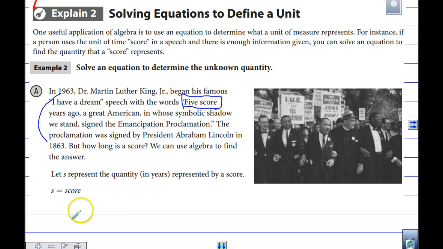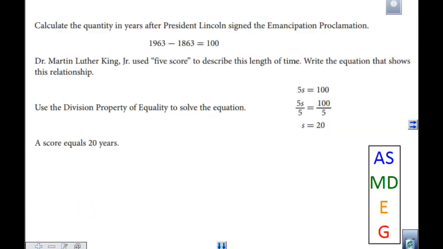So using that information, okay, from 1863 to 1963 is 100 years. 5 score, we don't know how much a score is, but we know it's 100 years. So when we solve, we can find out that, yes, indeed, a score is 20 years long.